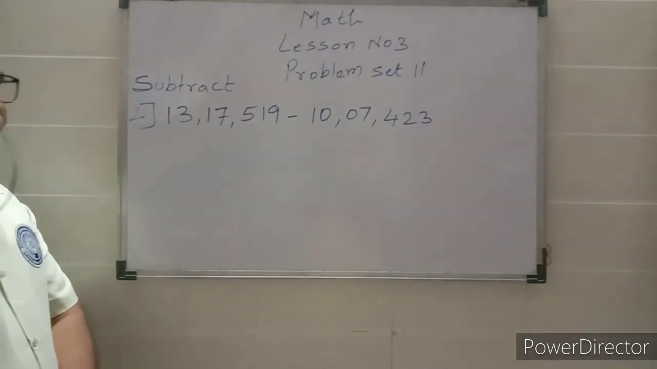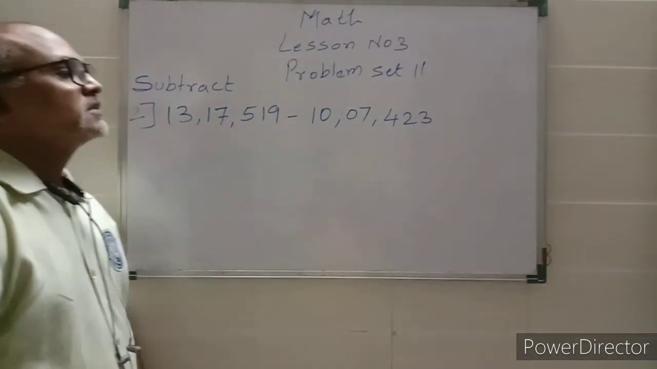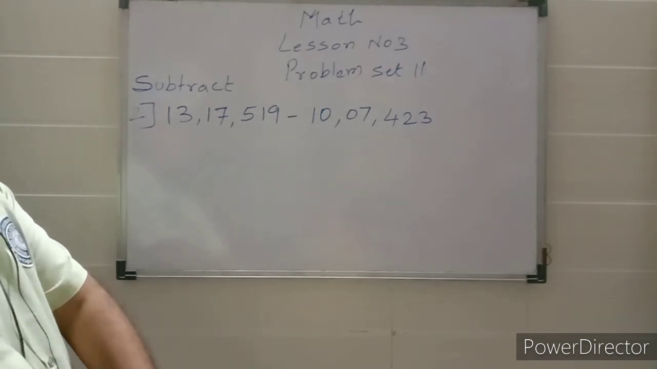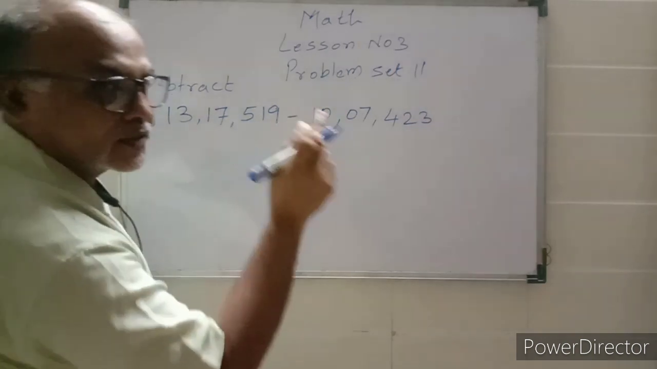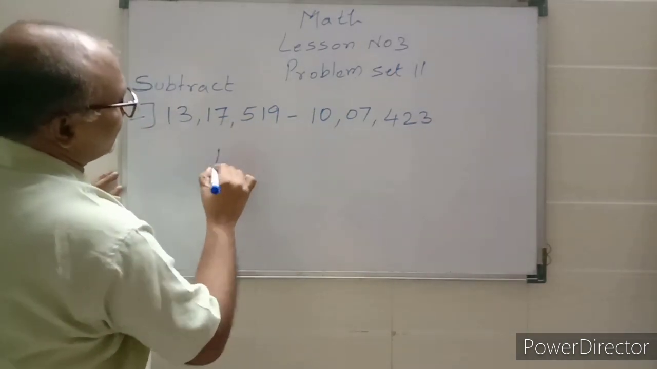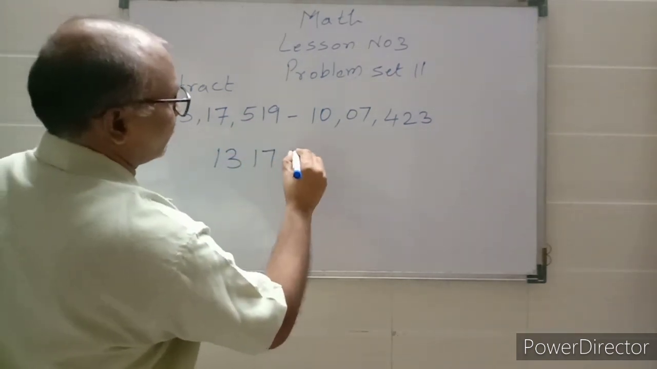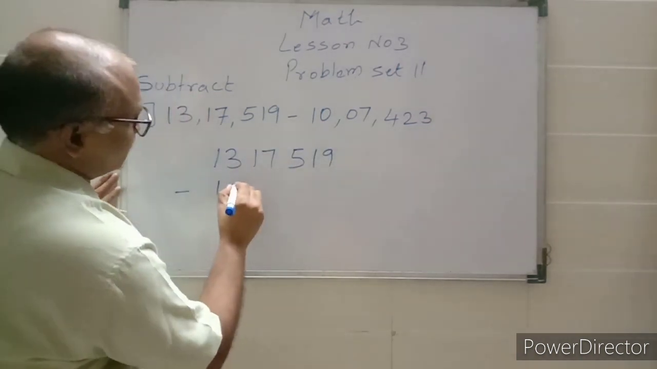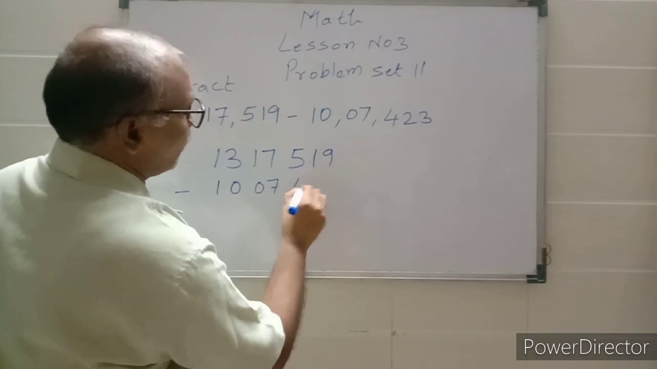Now second sum. What is our second sum? 13,17,519 minus 10,07,423. We are going to subtract 10,07,423 from 13,17,519. So first we will write 13,17,519, minus sign over here, 10,07,423.